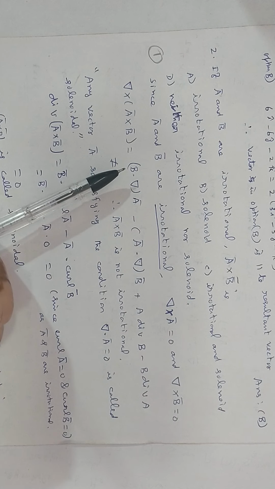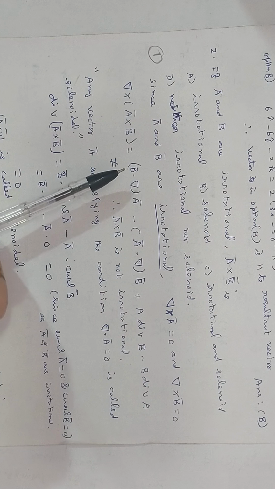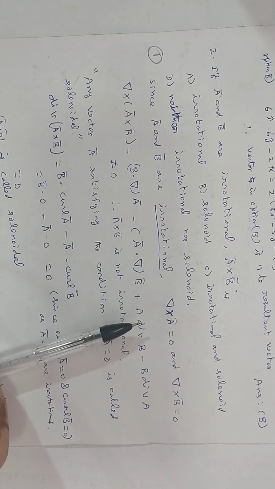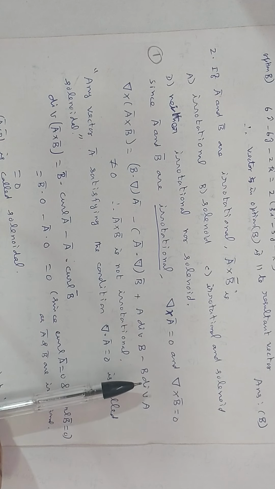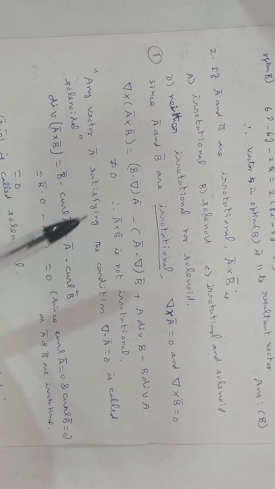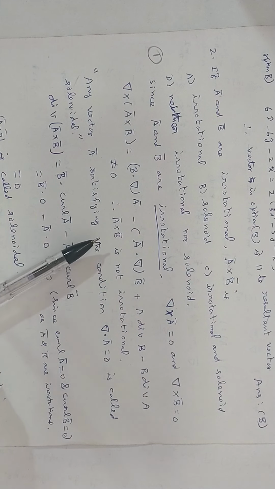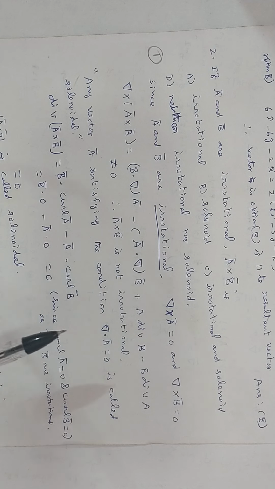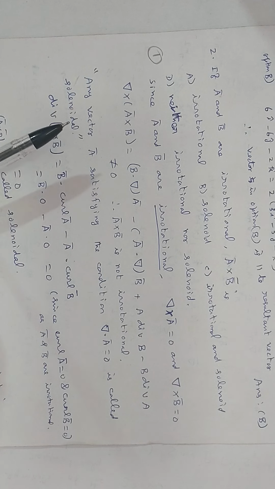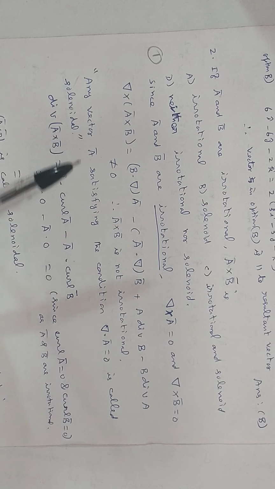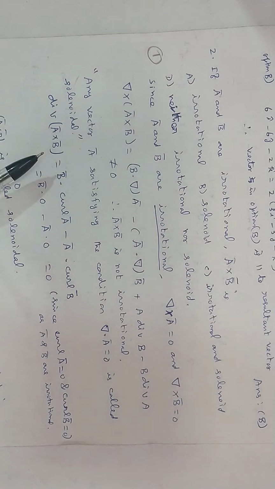Now let us use the vector identity. This is the vector identity: B dot del A minus A dot del B plus A div B minus B div A. So this is not equal to 0. Since it is not equal to 0, A cross B is not irrotational. If any vector A satisfies the condition div A is 0, then it is called a solenoid. So now let us check the divergence of A cross B.